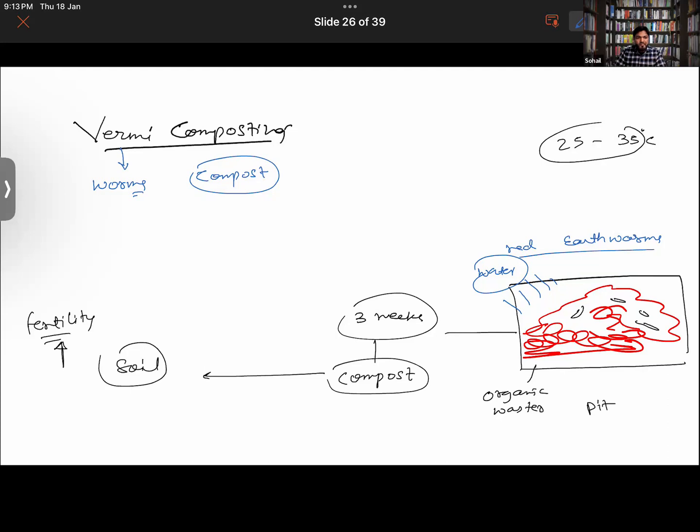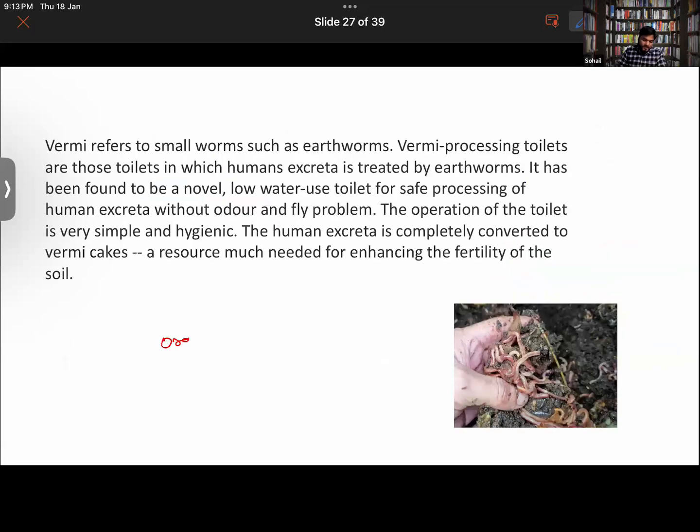Yes, sir, you can continue. Okay. So see what happens in this one. Wormy, as I already told you. So right now we are talking about wormy toilets. What are these concepts? What are these things? See, so composting toilet or wormy toilets, or you can call it a composting toilet also.